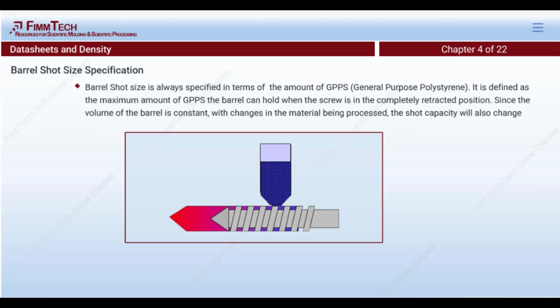So now that is the maximum shot size in polystyrene. So if I say that the shot capacity of the molding machine is 100 grams, that means the amount of plastic that's sitting in front of the screw here is 100 grams. But if I am now processing different materials, this amount will change.